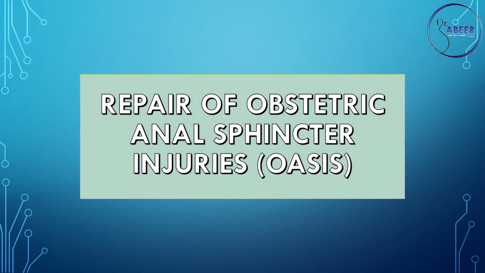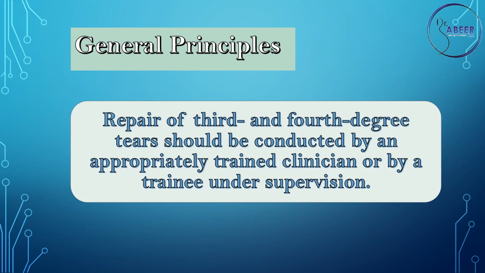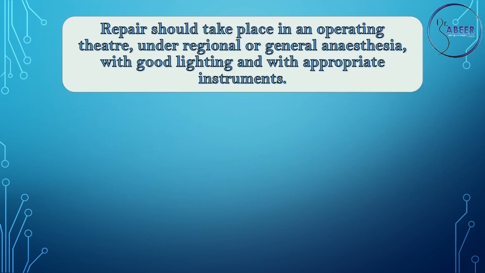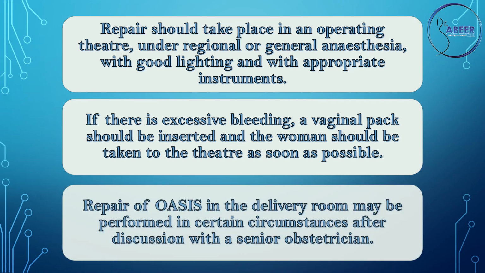Repair of obstetric anal sphincter injuries. General principles. Repair of third and fourth degree tears should be conducted by an appropriately trained clinician or by a trainee under supervision. Repair should take place in an operating theater under regional or general anesthesia with good lighting and with appropriate instruments. If there is excessive bleeding, a vaginal pack should be inserted and the woman should be taken to the theater as soon as possible.